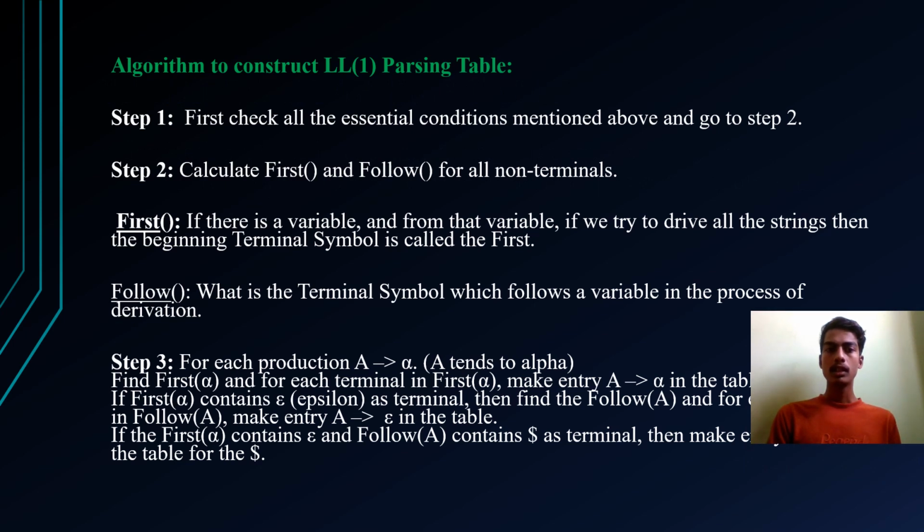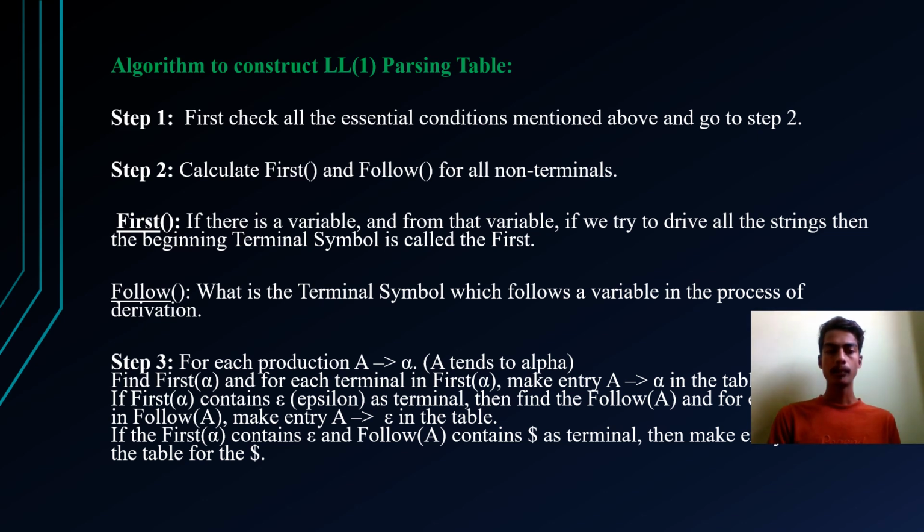Algorithm to construct an LL(1) parsing table. There are different steps to construct a parsing table. Here, the first step is to check all essential conditions mentioned in the given grammar and go to step 2. In step 2 we are going to find out the first and follow for all non-terminals. Here, first is nothing but: if there is a variable and from that variable we try to derive all the strings, then the beginning terminal symbol is known as first.